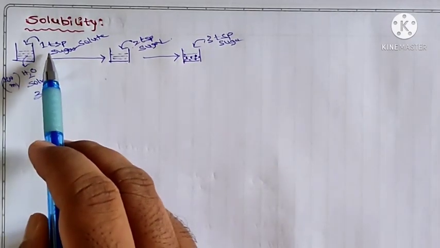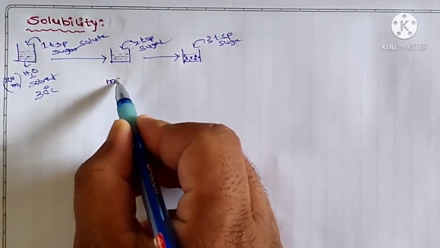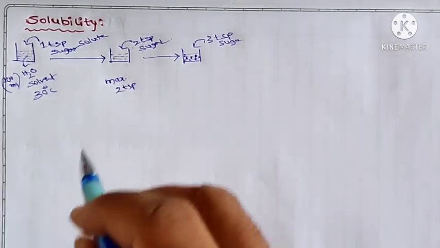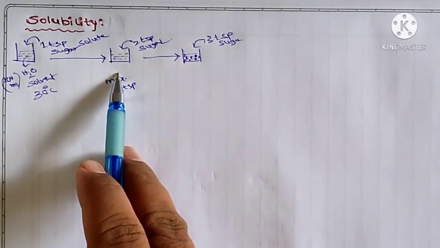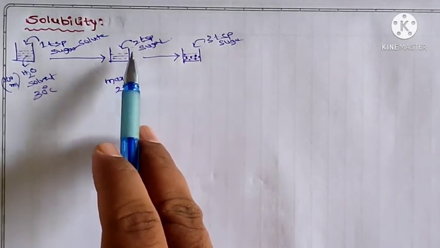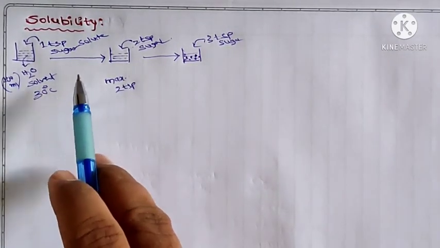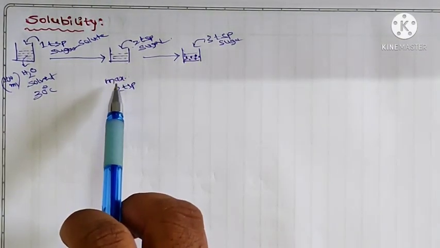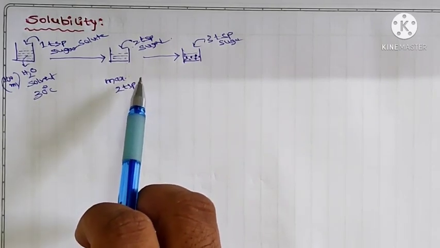So the definition is the maximum amount. So here the maximum amount is only 2 teaspoons. So the definition is: the maximum amount of substance dissolved in a specified amount of solvent at a specified temperature is called solubility. The maximum amount of substance dissolved in a specified amount of solvent at a specified temperature is called solubility.